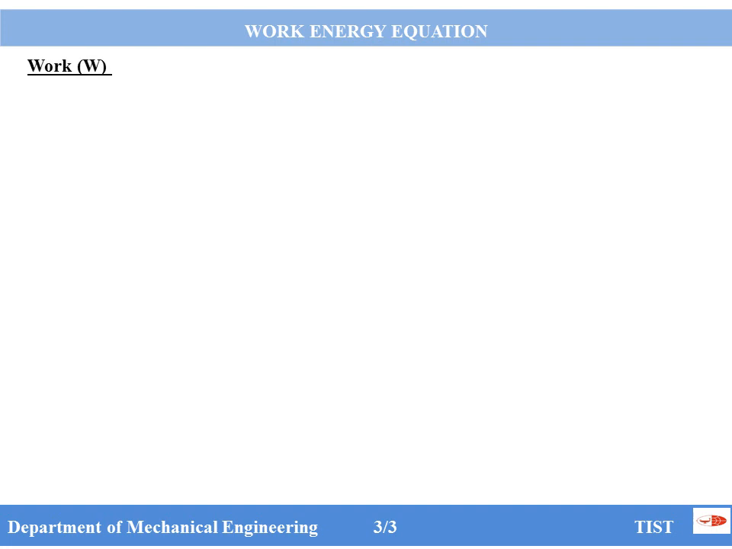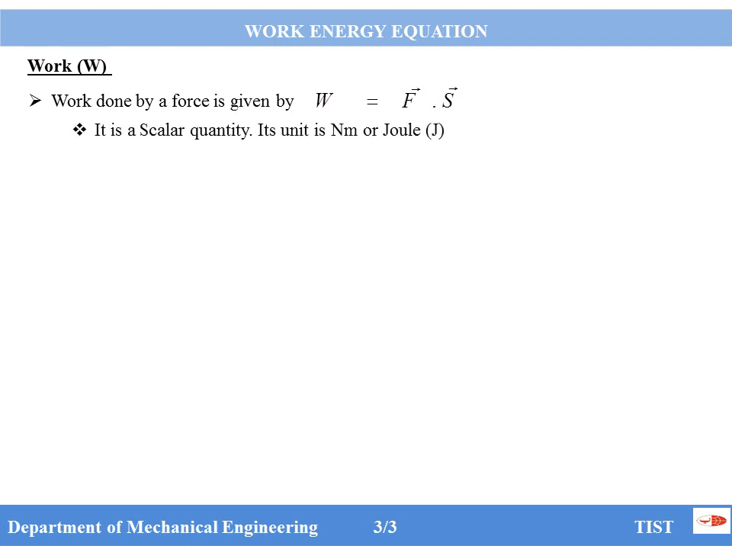So work done, we already know this concept, is simply the dot product, not the cross product, dot product. Work done by a force is F dot S. S is the displacement. So work done is the dot product of force and displacement. Force is a vector quantity, displacement is a vector quantity, so work done is definitely a scalar quantity. Its unit is Newton meter or joule, right?